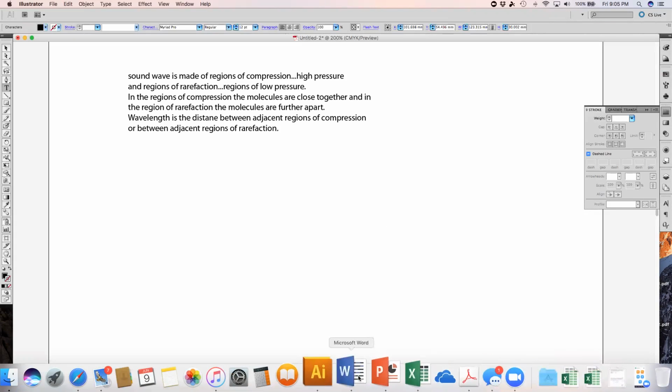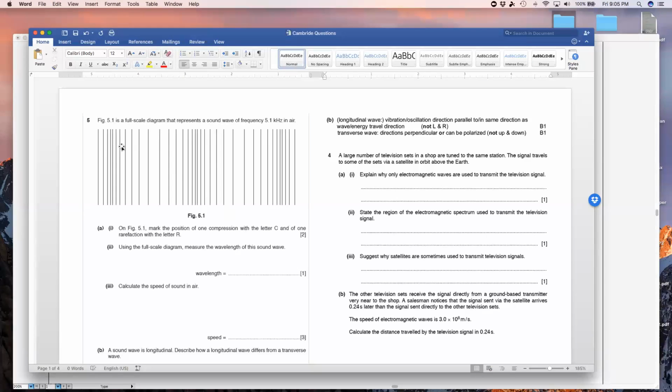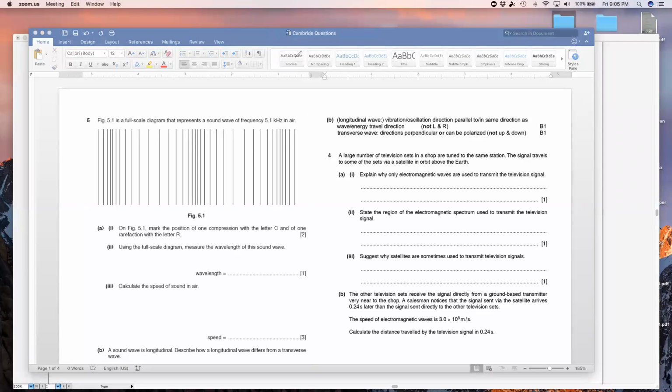So the program is in Microsoft Word. Good. So the first part is to mark a region of compression. Clearly, any of these are regions of compression. And using the full scale diagram, they're saying to measure the wavelength of sound. And as I just indicated, to get the wavelength of sound, we need to get this distance, the distance from here to there. And we look at that. That is a wavelength between any two regions of compression. Similarly, it will be the distance between any two regions of rarefaction, like from here to there. So these two represent the wavelength of sound.